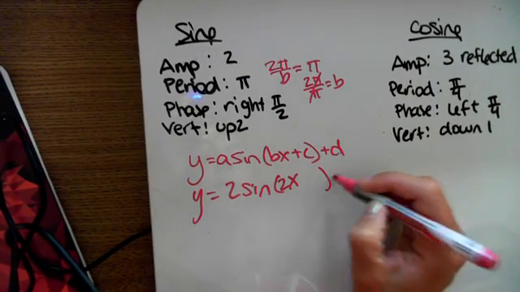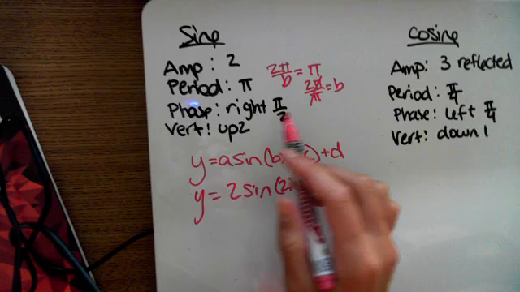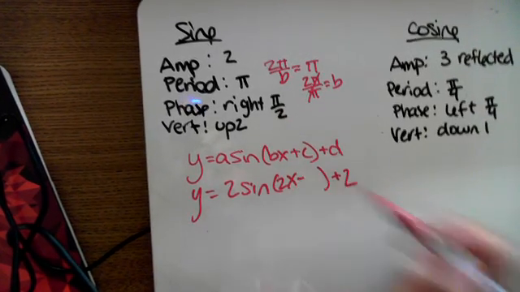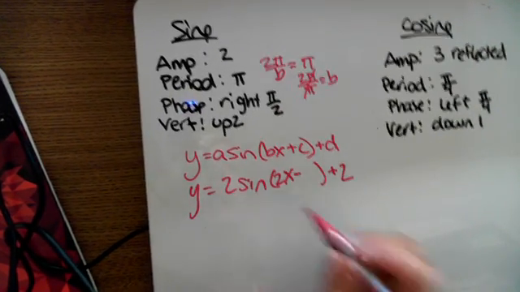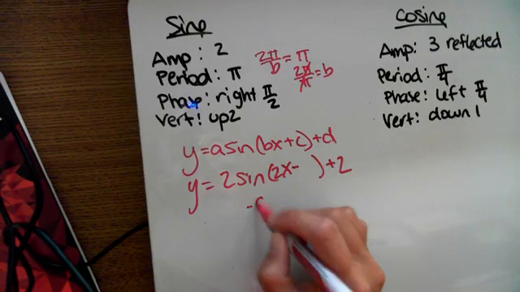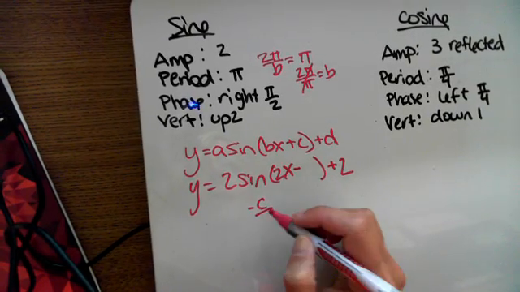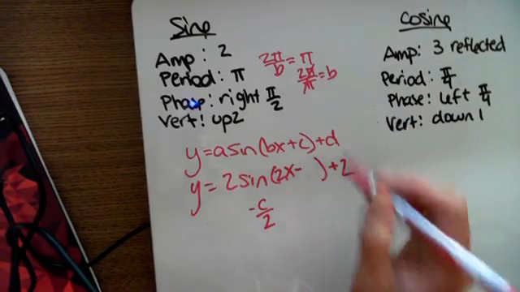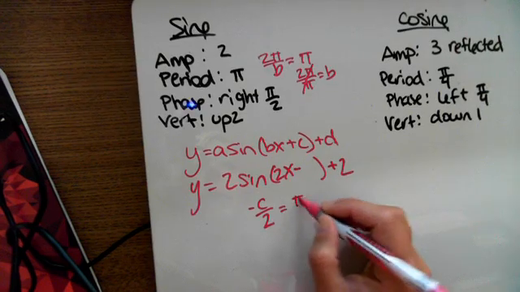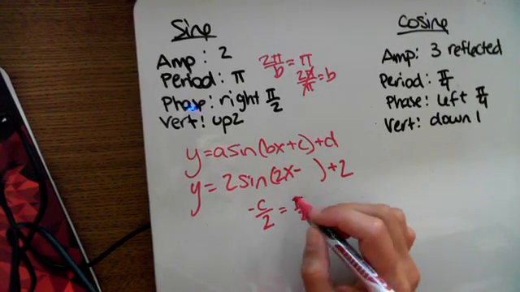I'm going to go ahead and put the plus 2 for the vertical. The phase shift is to the right, so I know it's going to be a negative inside my equation, and it's pi over 2. And we said that negative c over b, well in this case we know b is 2, we just found it up here, is equal to my phase shift, so pi over 2.